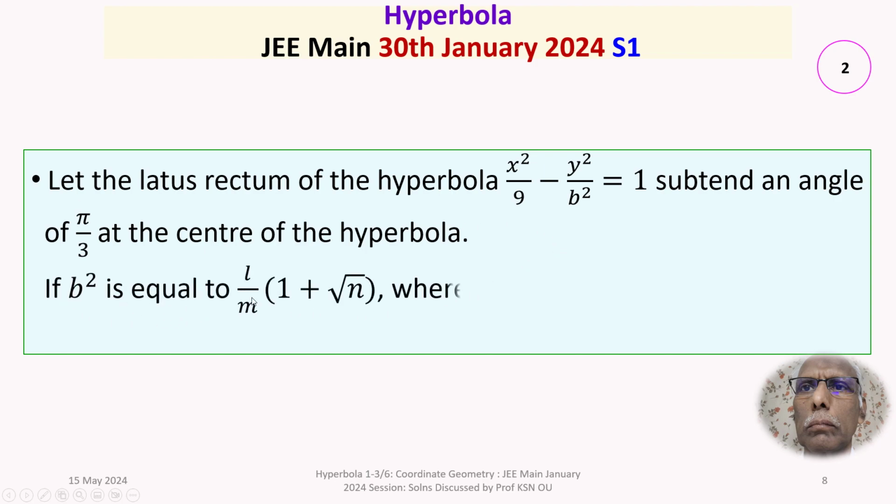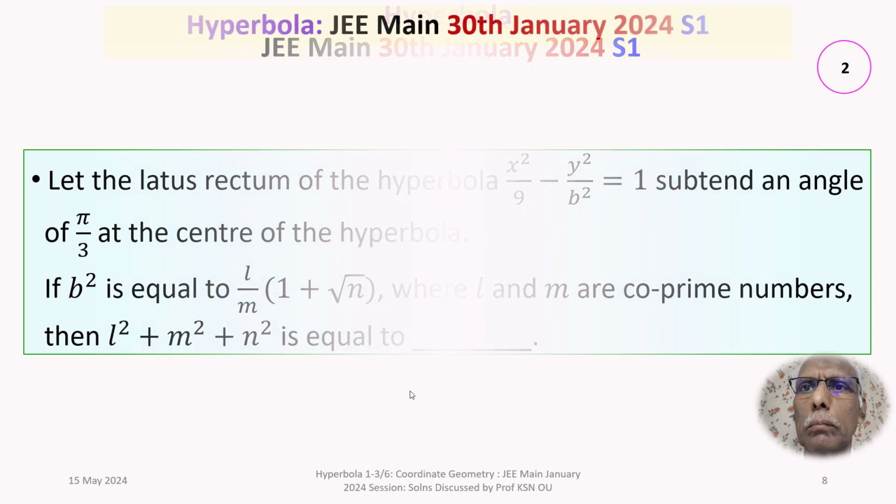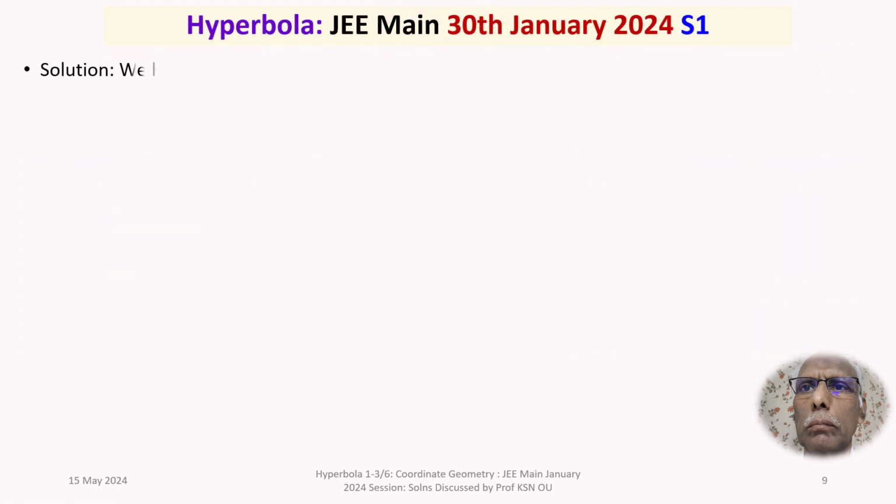If b square is equal to L by m in brackets 1 plus root of n, where L and m are co-prime numbers, then L square plus m square plus n square is equal to what? We are given b square is equal to L by m into (1 plus root n), where L and m are relatively prime, then we are required to find the value of L square plus m square plus n square. Let's now discuss the solution of this problem in detail.